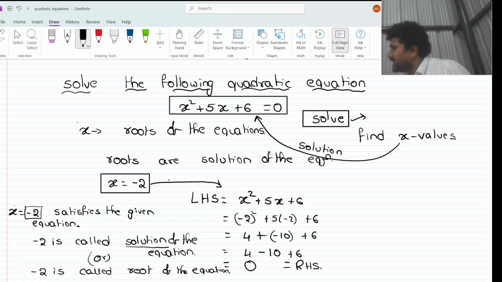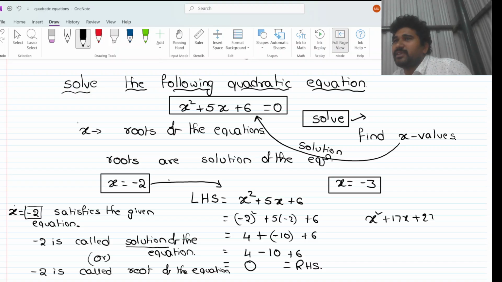Listen, I can guess one more. X is equal to, will anybody guess? Very good. Minus 3 is another one that can become a root of this. Suppose I write randomly x square plus 17x plus 27. You will not be able to guess that easily. Internally you are going to do some procedure and then you will guess.